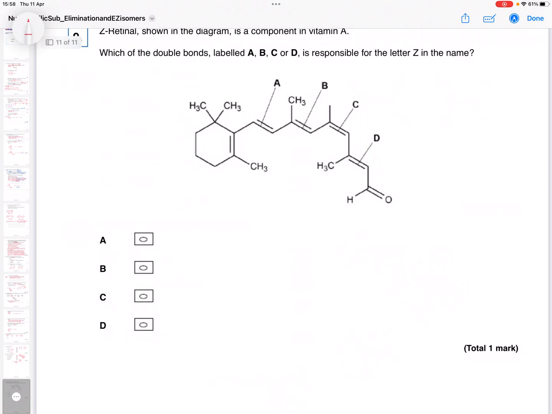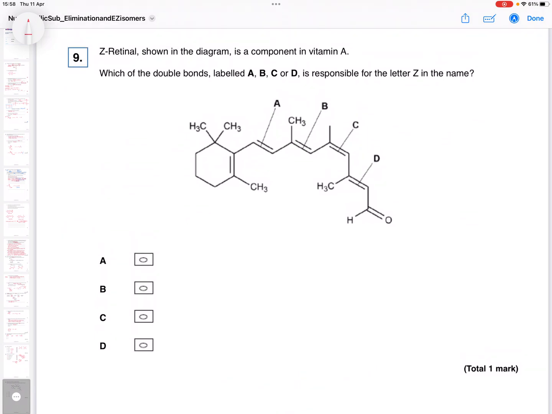And then our final question: Z-retinal, shown in the diagram, is a component in vitamin A. Which of the double bonds labelled A, B, C or D is responsible for the letter Z? So we have to look at each of the double bonds and work out whether it is E or Z. It sometimes helps to draw your hydrogens in. So we'll look at both sides of A. On both sides of A, the first atom that we get to other than a hydrogen has priority, where I've drawn the dot, and this one has priority. They are on opposite sides, so A is E.